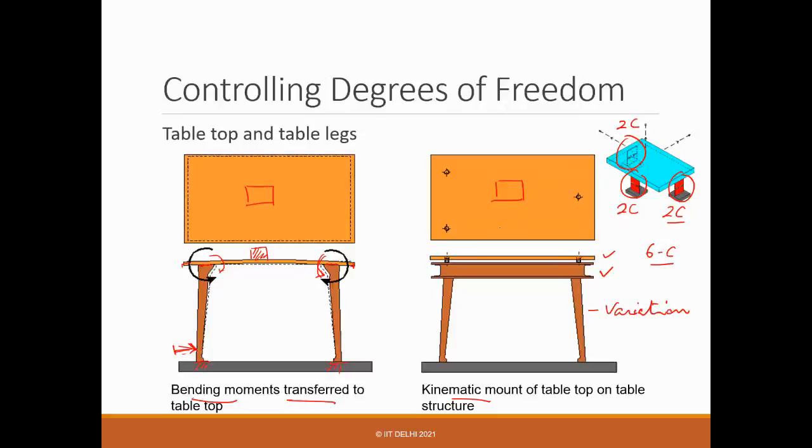And the good thing is any variation at the bottom will not get transferred there, because it's getting transferred only through these points. So only the translation will get transferred. But since it's a flexure, it will accommodate that change, and there will be no transfer of any bending moment on the top plate, and therefore it will not get distorted. The top plate will not get distorted with respect to the bottom one. So that is, I think, the essence of any kinematic design or kinematic mount.